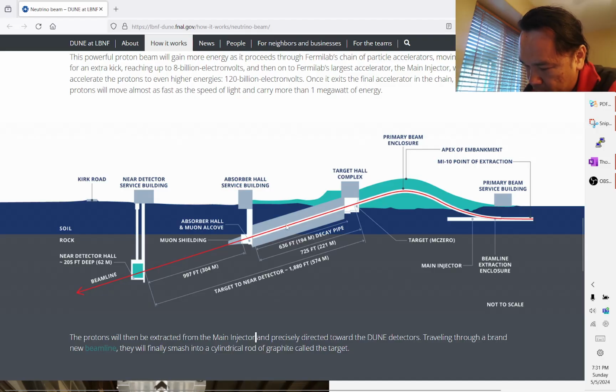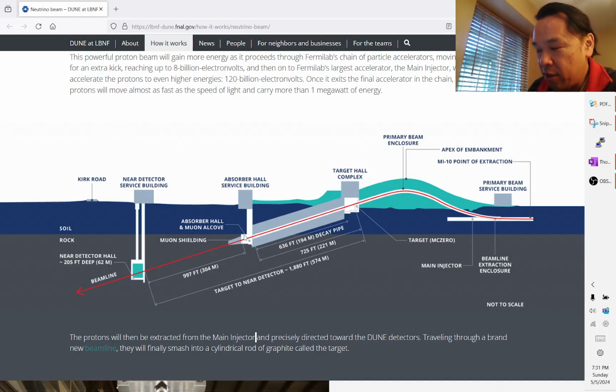And those pions decay into muons and anti-muons, or mu plus and regular neutrinos, depending on which one you're selecting, depending on the magnetic field you're using to select it. And then you have a muon shield that stops all the muons, and now you just have a beam of neutrino coming out, and you actually hit this thing called the near detector.